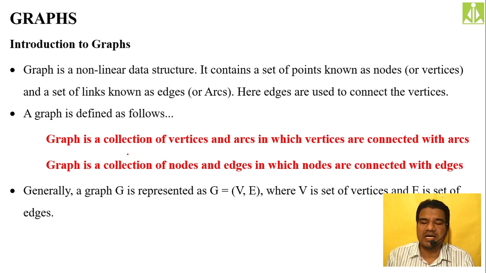It contains a set of points known as nodes, also called vertices, and a set of links, edges, or arcs. Whatever nodes we put inside a tree data structure or graph data structure, we call them nodes, or vertices. And whatever links we have between these vertices, the general term links can be used, or we can also call them arcs.